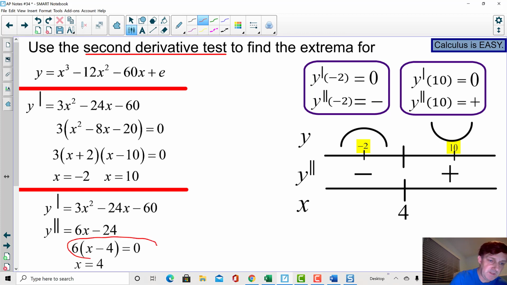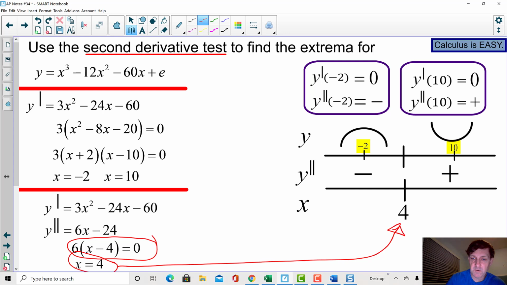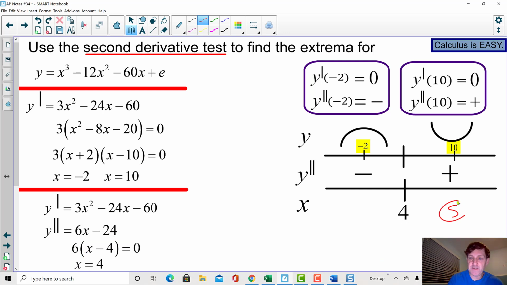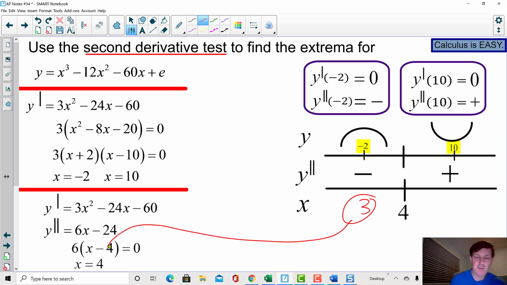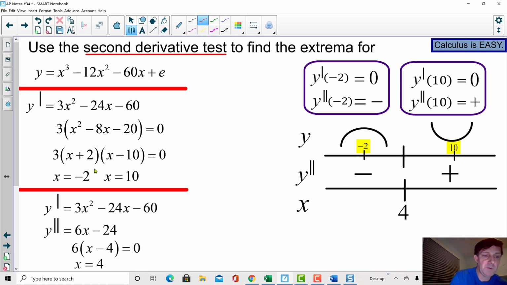If you factor it, you can see easily that x equals 4 is where your second derivative is equal to 0, but we don't need to know where our second derivative is 0. We need to know what is the value of your second derivative when x is negative 2 and when x is positive 10. Well, you could plug in a 5 into your second derivative, and you'll see that you get a positive. You could plug in a 3 into your second derivative, and you see you would get a negative. So that means when x is negative 2, your first derivative is 0, and you're concave down. So that would give you a max at x equals negative 2.